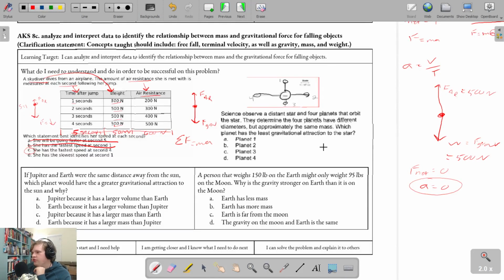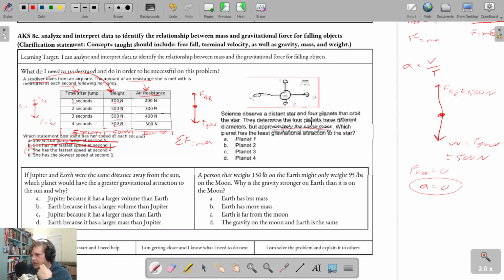Okay, what determines your gravitational attraction? 2 things. 1, your mass. 2, the distance away. Well, the star is the same mass because it's the star. It doesn't change. The planets are all relatively the same mass. So at this point, it doesn't matter. They are approximately the same mass. That's what we're going with. It doesn't matter. So the second thing is distance.